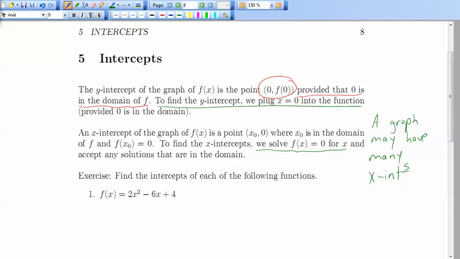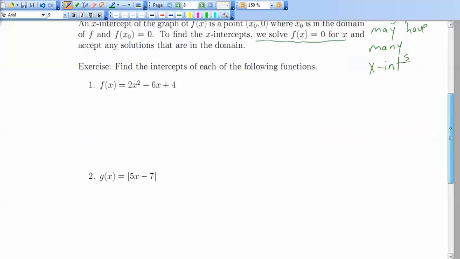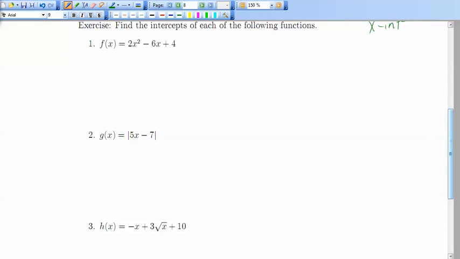Now, we should have no problem plugging in x equals 0 to find y-intercepts, but to solve f of x equals 0 for x to find the x-intercepts, well, we're going to have to do a lot of studying to figure out how that works for all sorts of different types of functions. So the examples I'm about to do, I don't expect you to know how to do them right now, but as we progress in the course, you will learn how to do each one of these things. So if I start off with my first function, f of x equals 2x squared minus 6x plus 4, if I'm interested in finding the y-intercept, all I do is plug in x equals 0.